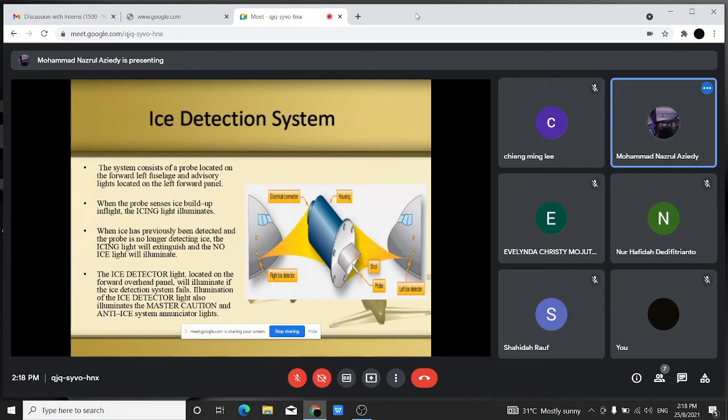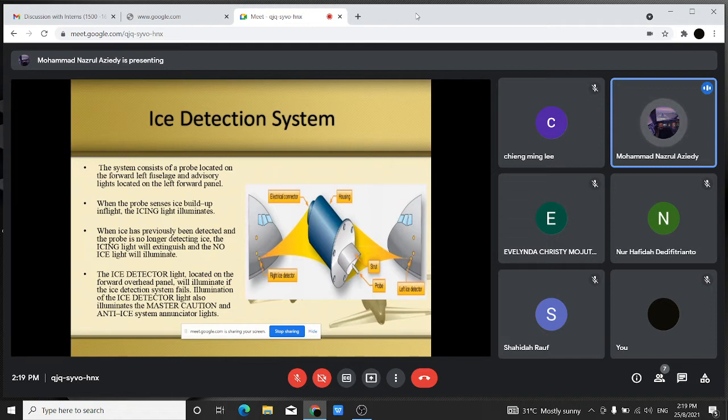This is the ice detection system. An ice detector is an instrument that detects the presence of ice on a surface. Ice detectors are used to identify the presence of icing conditions. The system consists of a probe located on the forward left fuselage, and the probe senses ice build up in flight. The icing light illuminates. Then when ice has previously been detected and the probe no longer detects ice, the icing light will extinguish and the no ice light will illuminate. So the icing light and the no ice light do not illuminate simultaneously.